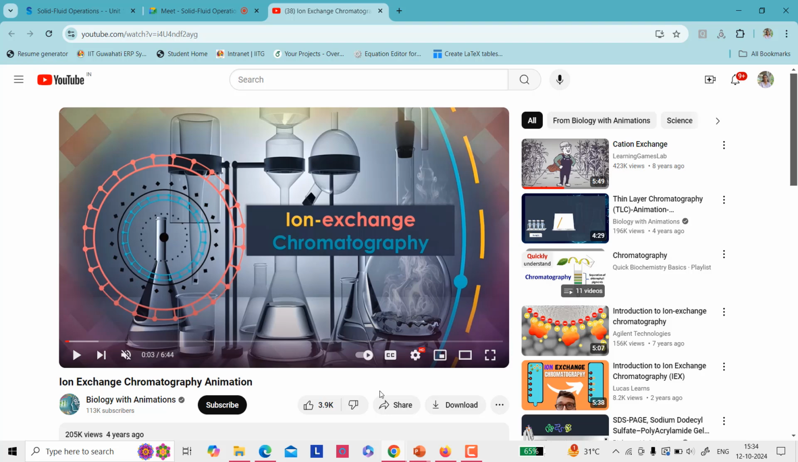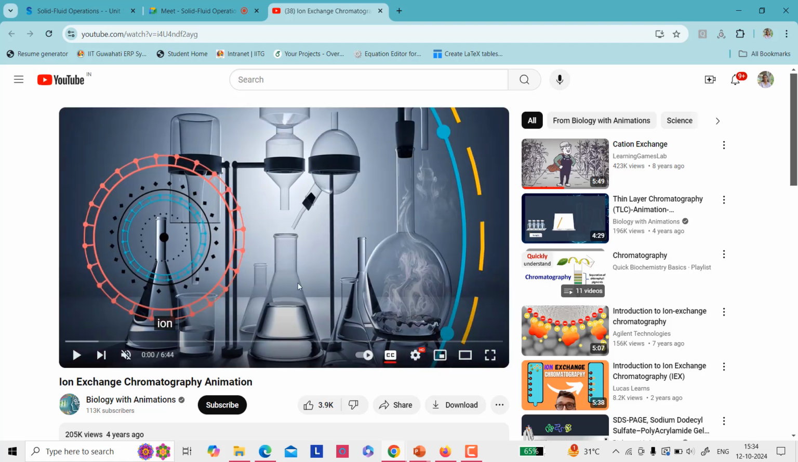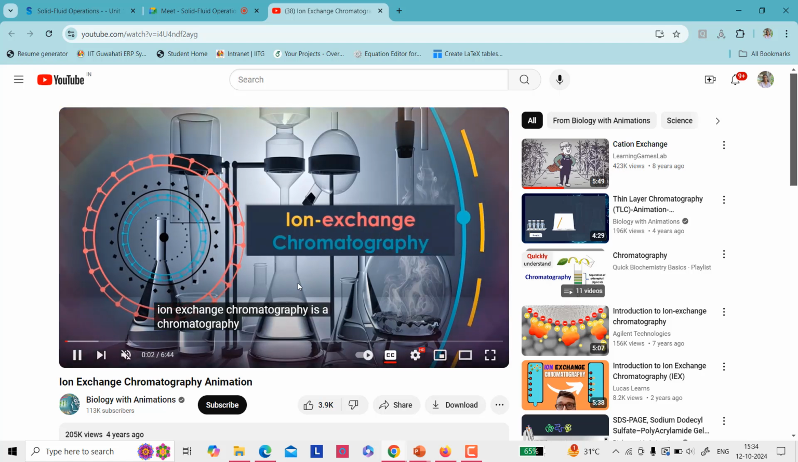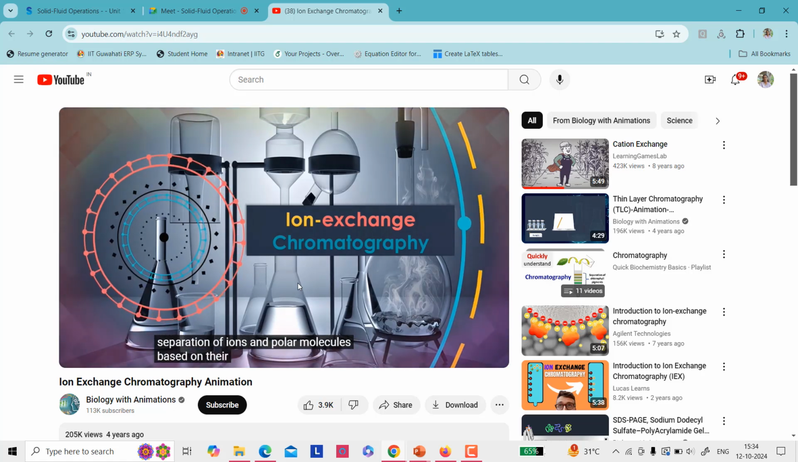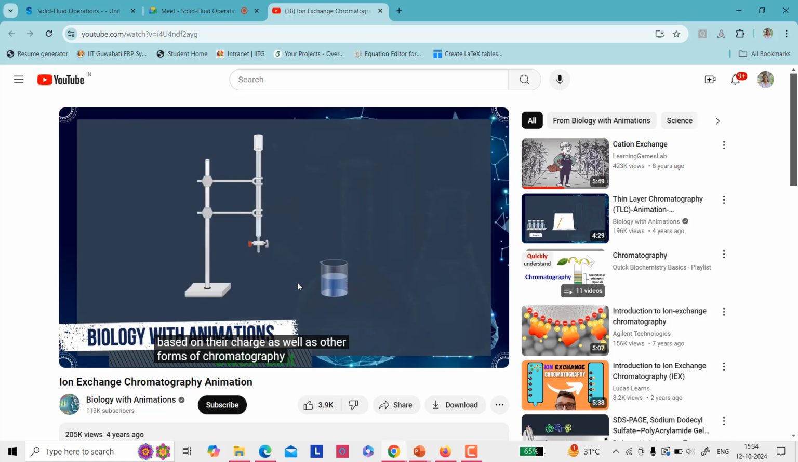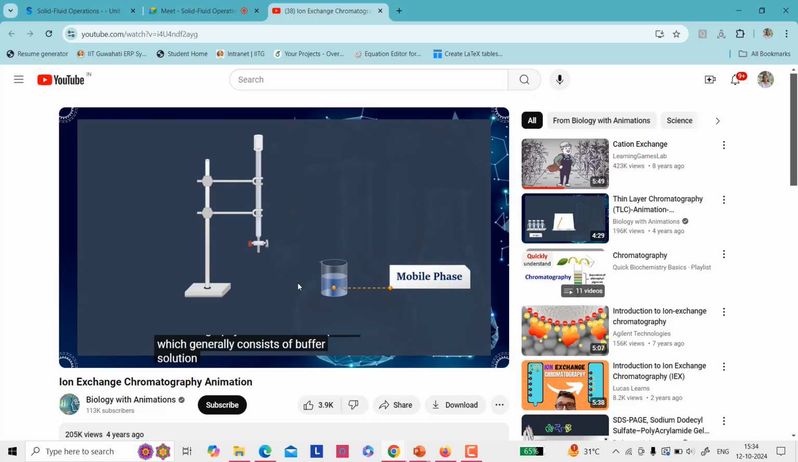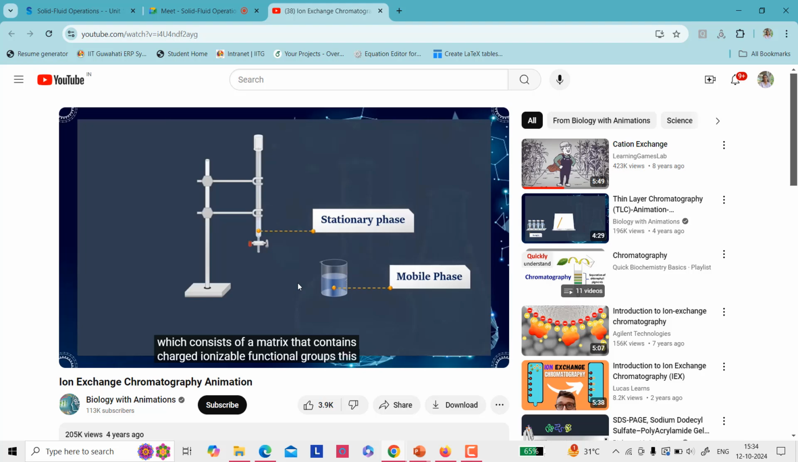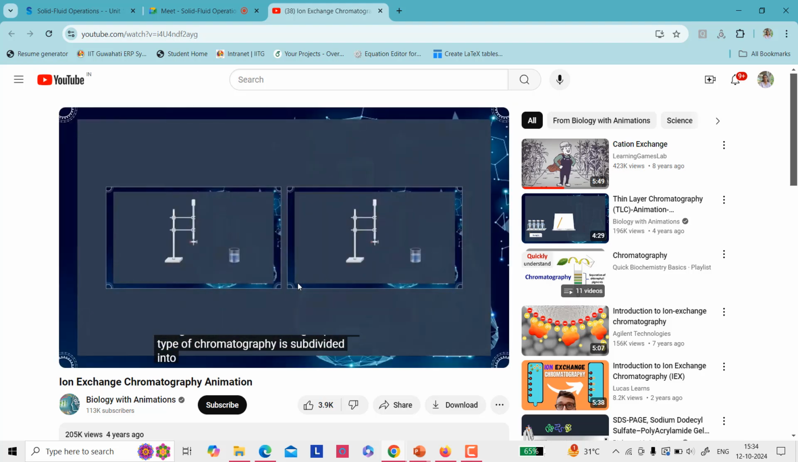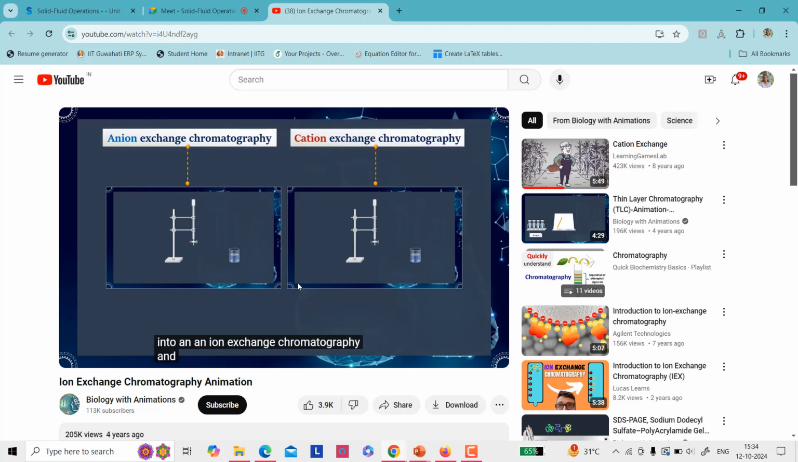So ion exchange chromatography is a chromatography process that allows the separation of ions and polar molecules based on their charge as well as other forms of chromatography. In ion chromatography, there is a mobile phase which generally consists of buffer solution, right? And there is a stationary phase which consists of a matrix that contains charged ionizable functional groups. This type of chromatography is subdivided into anion exchange chromatography and cation exchange chromatography.